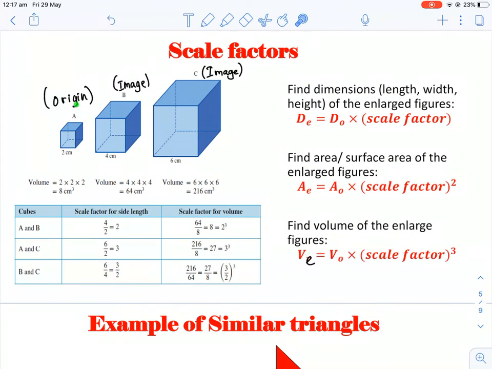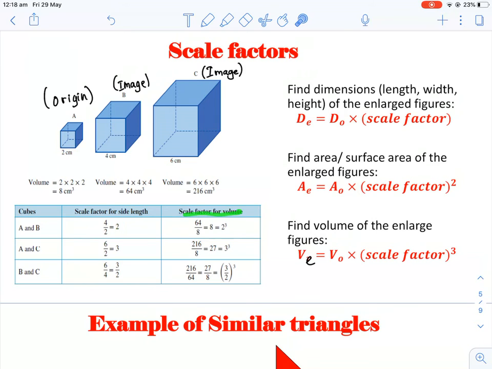I have 3 cubes, cube A, cube B, and cube C. Cube A is the origin, cube B is the image, and C as well is the image. To find the scale factor from A to B, I'm going to get the dimension of the image, which is 4, and divide by the dimension of the origin, which is 2. So I get the scale factor is 2.